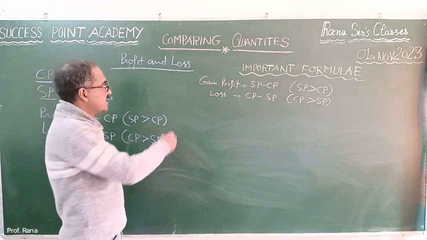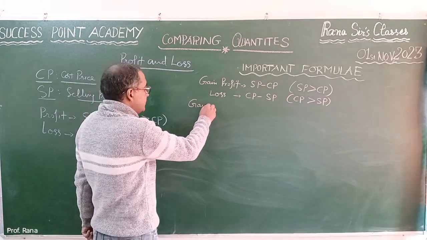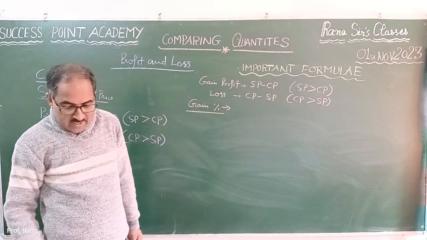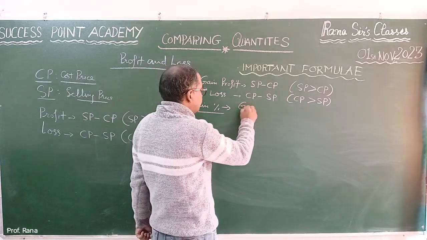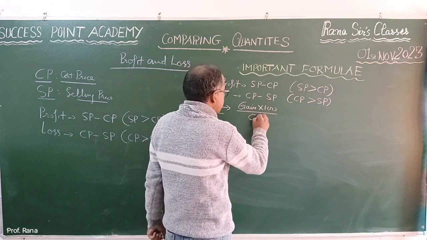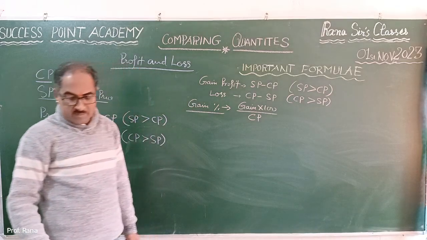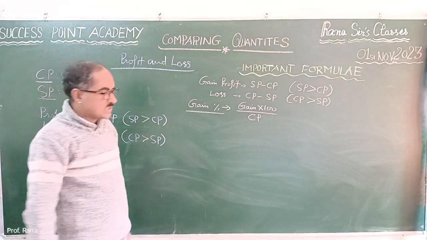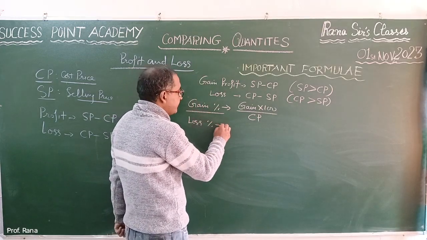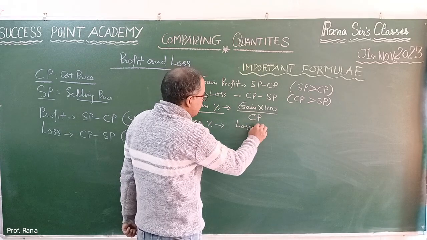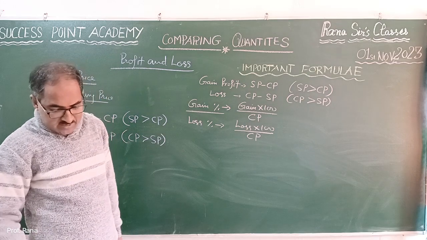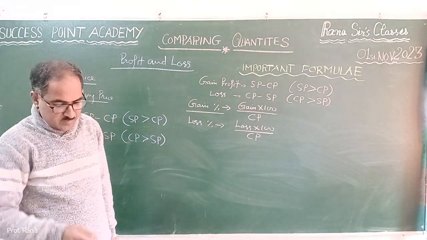Third formula is gain percentage. If you have to get your answer in percentage, then what will you do? It will be gain into 100 upon cost price. This will be your gain percentage. Loss percentage is loss into 100 upon cost price.